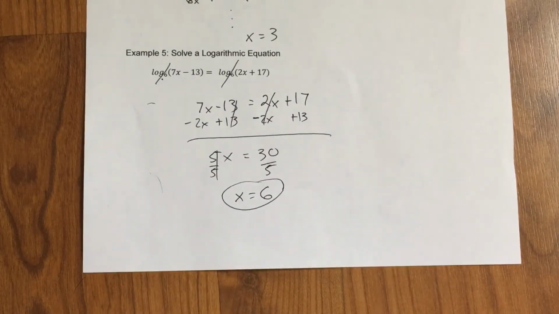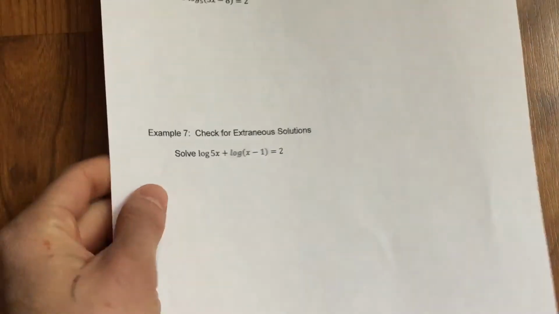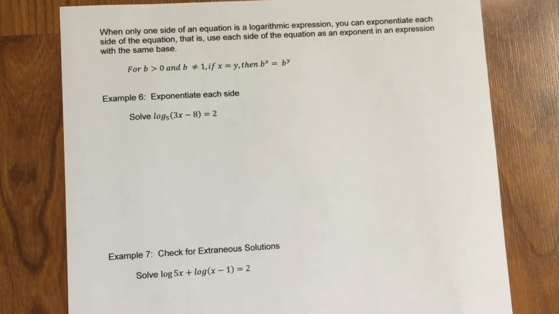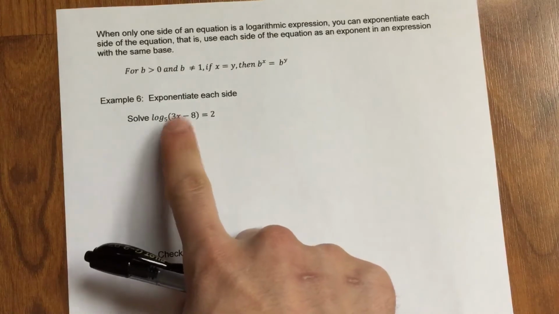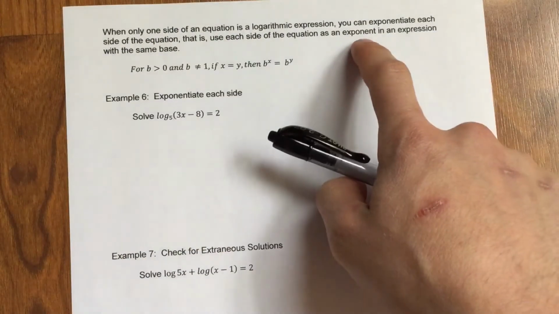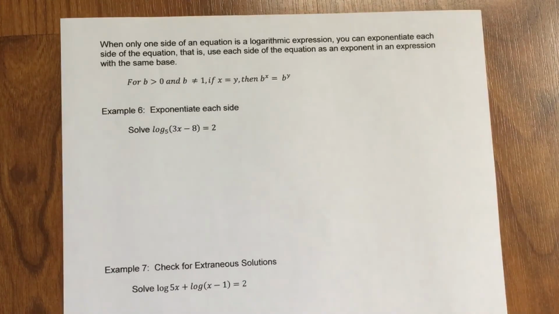Now, that's a great technique if we have the same logarithm on each side. Well, as you guys know, that's not always going to happen. Sometimes we're going to have different logarithms on each side, like example 6. Before I get to example 6, make sure you reread what's up top here. It says when only one side of an equation is a logarithmic expression, you can exponentiate each side of the equation. That is, use each side of the equation as an exponent in an expression with the same base.